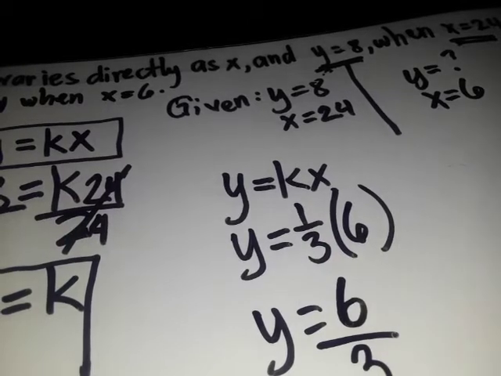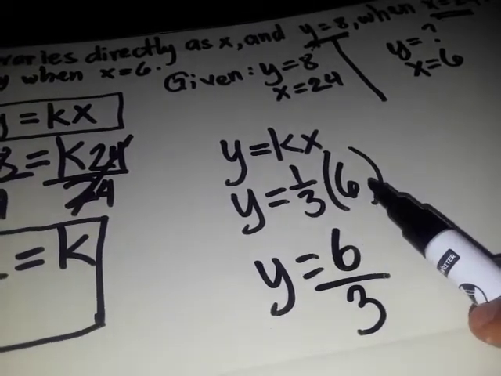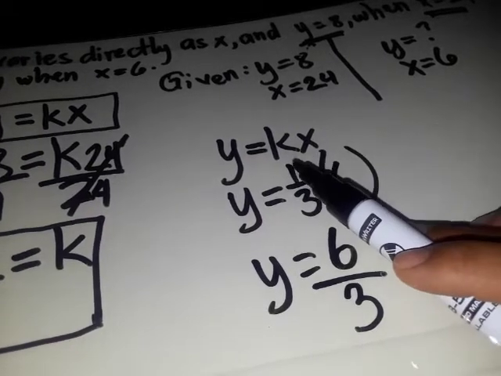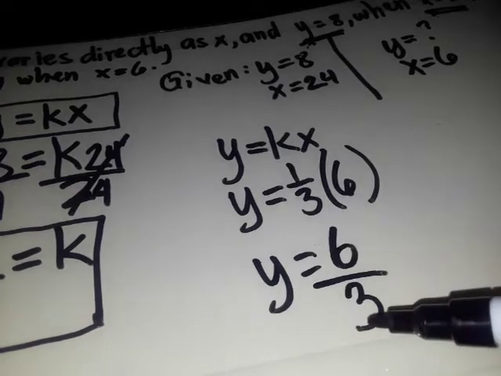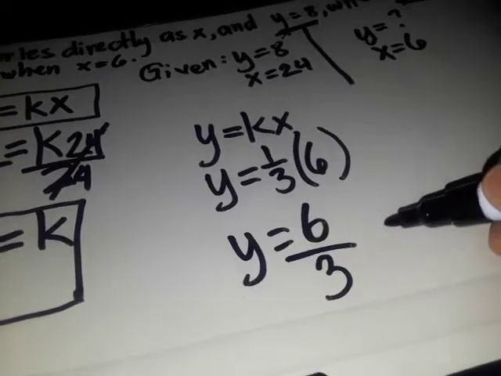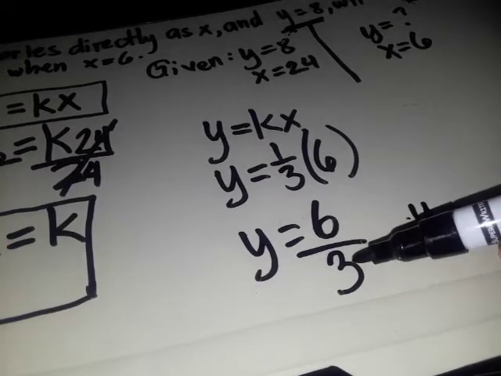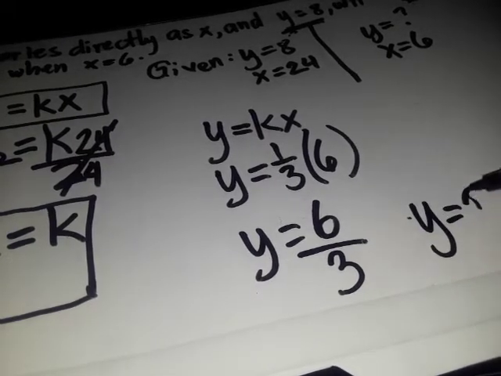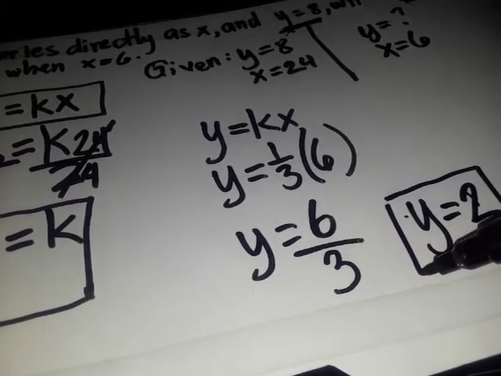Anyways, review: ang pagmultiply ng fraction and whole number, times the numerator. So, 6 times 1 is 6, and then just copy the denominator. Next, of course, simplify. Y is equal to 6 divided by 3 is equal to 2. So, ang ating y ay 2.